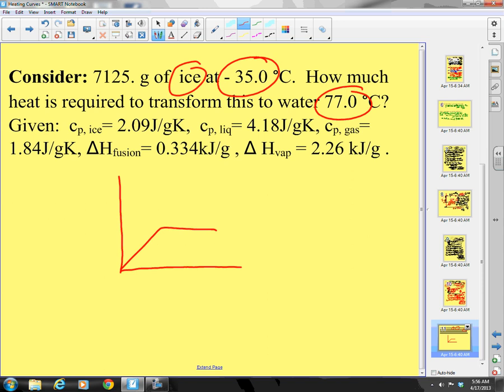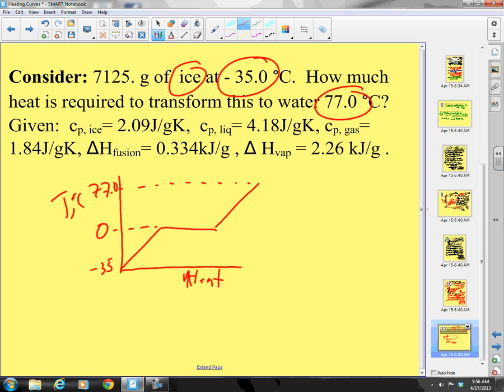This starting position is what? Minus 35. This is going to be 0, right? Because it's the freezing point. And then I'm going to go up to, do I go up to 100? No, I only go up to 77. Yahoo! So I stop at 77. So does this vaporize? The answer is no. It does not vaporize.